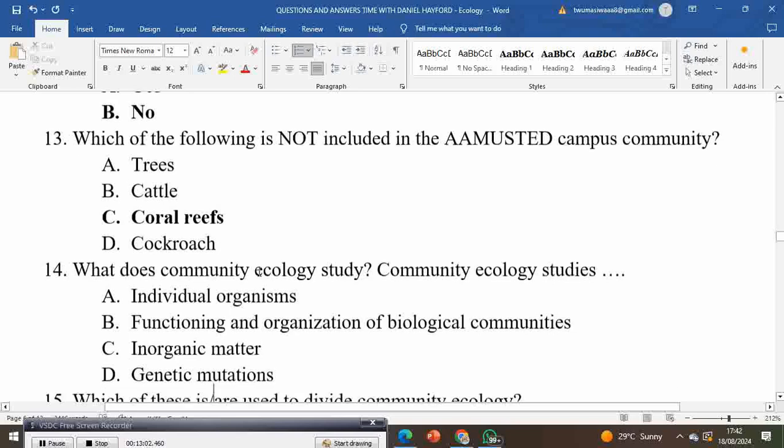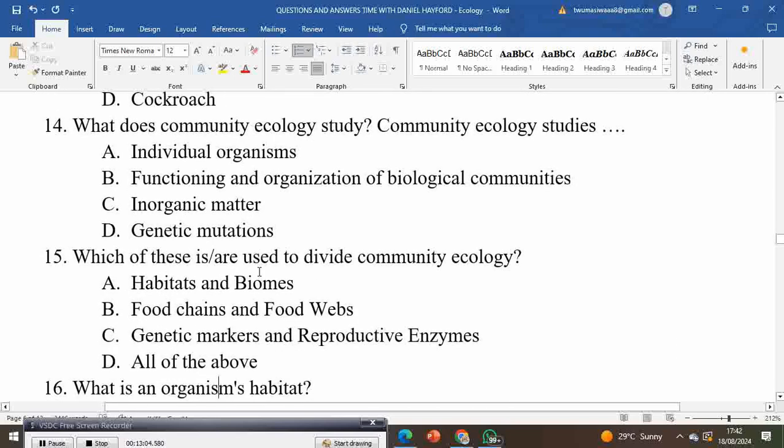Coral reefs. Now, question number 14. What does community ecology study? Okay, in other words, what is community ecology about? Community ecology is about A, individual organisms, B, functioning and organization of biological communities, C, inorganic matter, and D, organic genetic mutation.